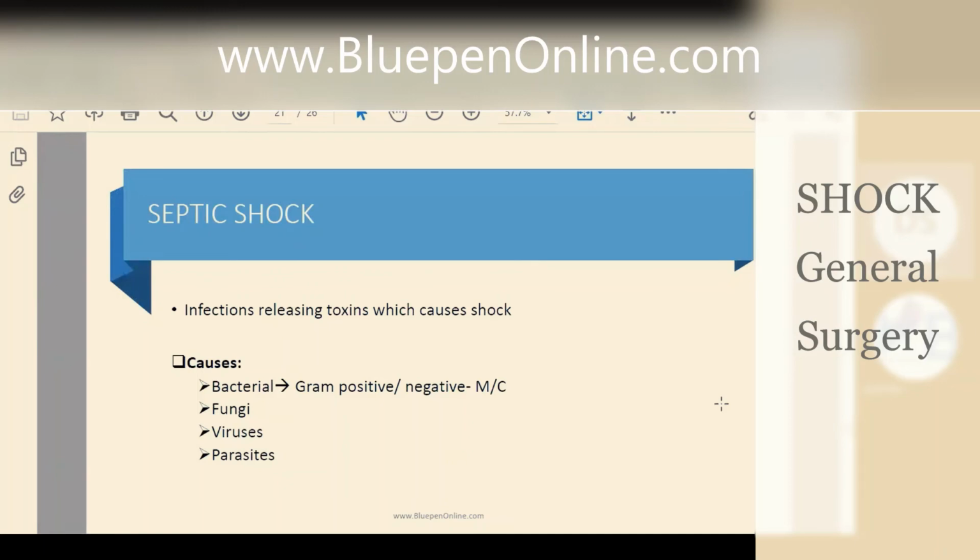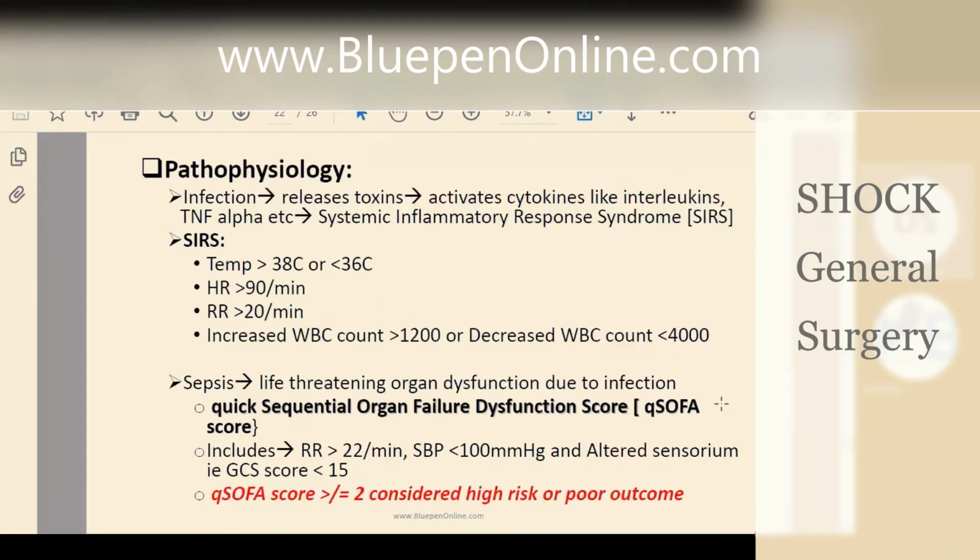What is the pathophysiology behind septic shock? The infection may be due to a bacteria, a parasite or a virus, but most commonly it's the bacteria which cause septic shock. Bacteria release toxins. These toxins activate the inflammatory cells, like I told you with mast cells, which release cytokines like interleukins, tumor necrosis factor alpha, etc. And these cytokines cause the activation of the systemic inflammatory response syndrome, or SIRS.